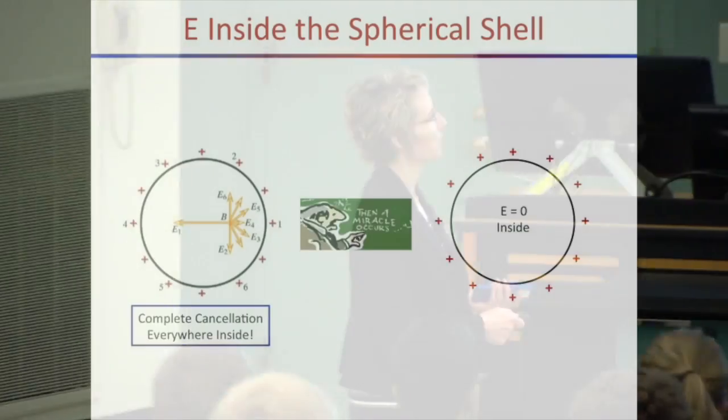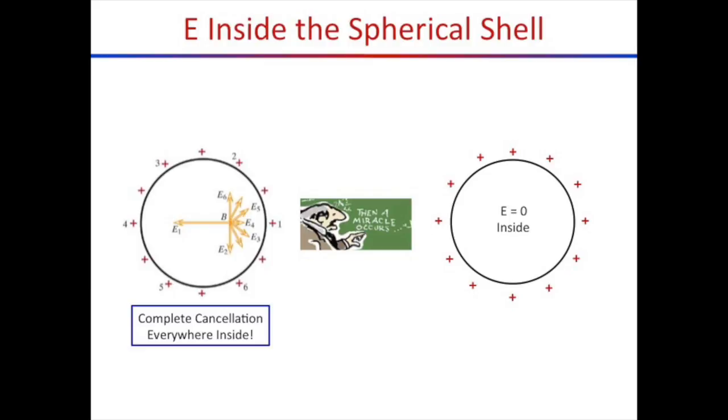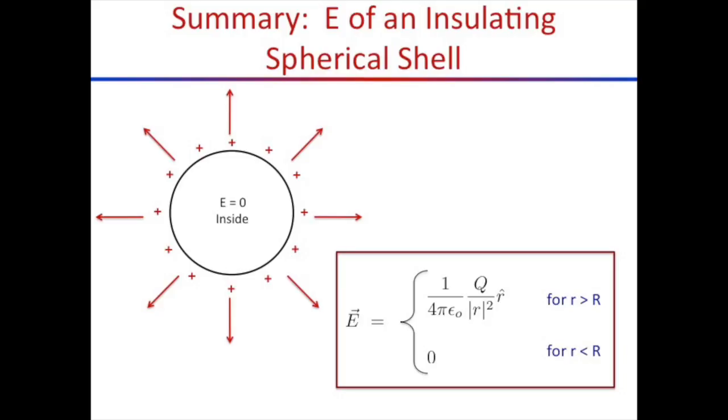So inside the sphere, the net electric field due to all those contributions sums up to be 0. And it's a long calculation that I'm just not showing you the guts of, and instead I'm saying then a miracle occurs. All right? And later when we use Gauss's law, we'll be able to see exactly why that's the case with a much shorter calculation. Okay? So for now, what I want you to know is the result, that inside the spherical shell, the electric field is 0.